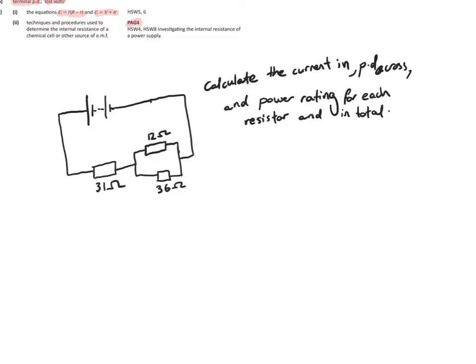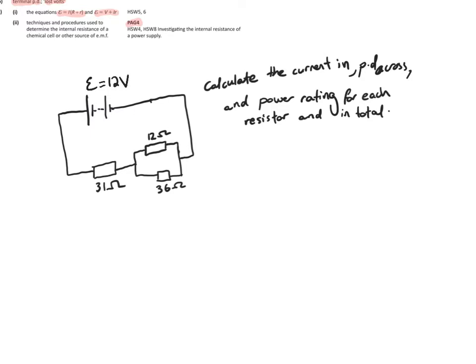So the first bit I will start with is an example of how to analyze circuits with series and parallel combinations. So if we're given this diagram in an exam, so this is the question. You're given this diagram, you're told calculate the current in, the potential difference across, and power rating for each resistor and in total. Now firstly, I know the total energy.